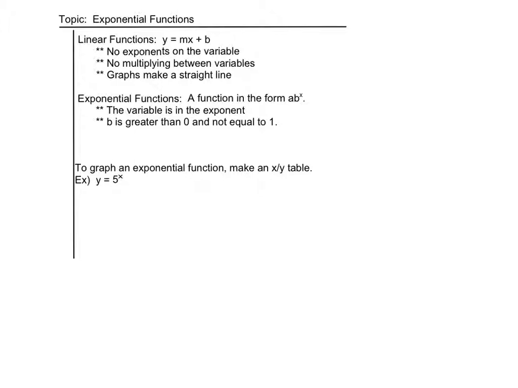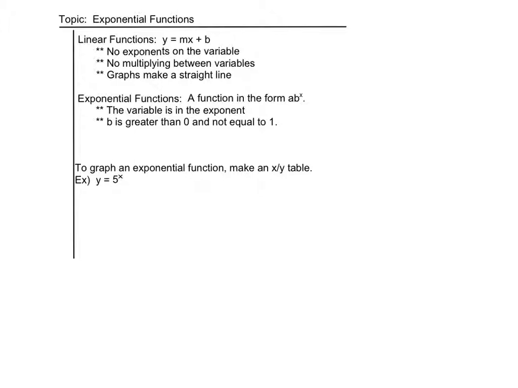Now when we're moving into exponential functions, we're going to have a function in the form a times b to the x. The variable is in the exponent as opposed to the variable being next to our slope with an exponent of 1. B is greater than 0 and b cannot equal 1. For now, we're not going to worry about the specifics and the why behind that. We will talk about it in class, but for right now, I just need you to know that b has to be greater than 0 and cannot equal 1.